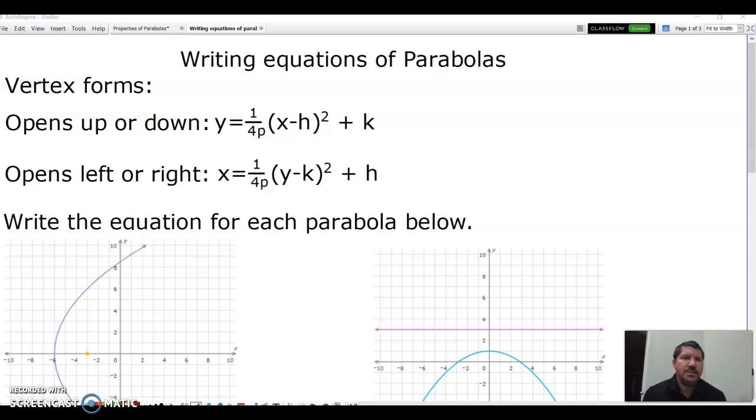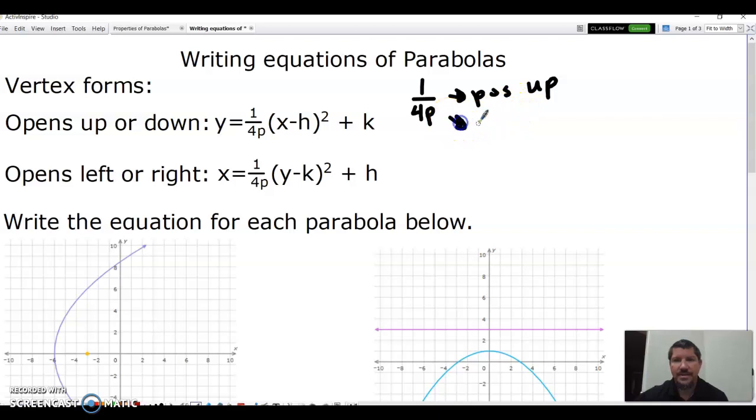Alright guys, so in this video we're going to be looking at writing the equations of parabolas, specifically in vertex form. In vertex form, up or down is y equals 1 over 4p times x minus h squared plus k. Remember that if it's up, this is negative. If it's down, this is positive. Up is positive. So remember 1 over 4p as positive is up, right?